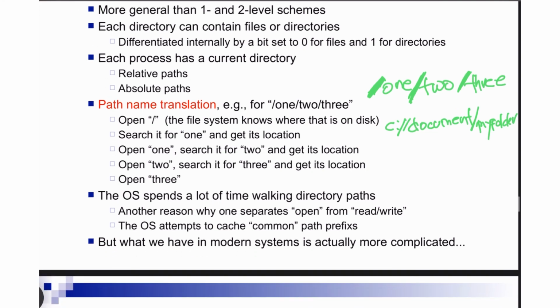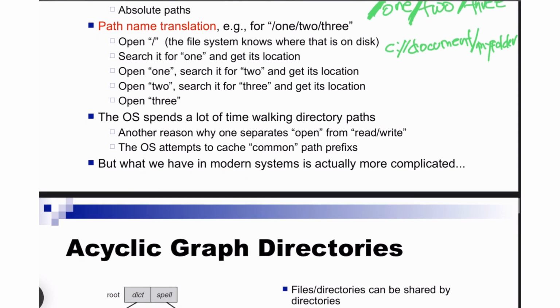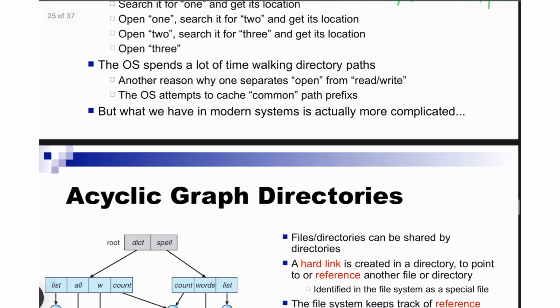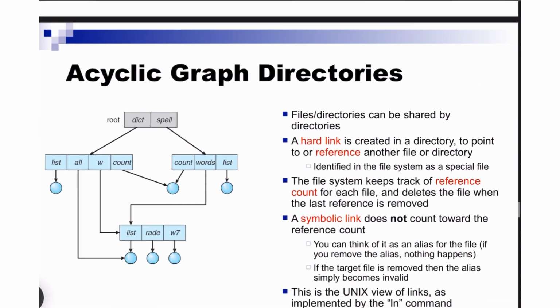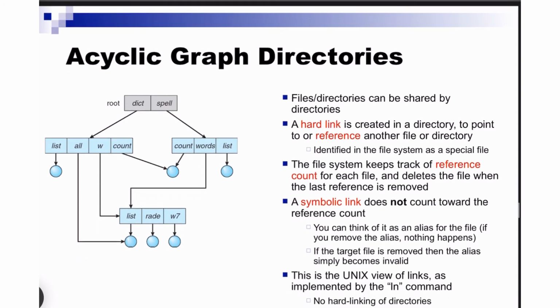Okay. So the OS spends a lot of time walking the directory path. Another reason why there is a separate open from read and write. The OS attempts to cache common path prefixes. But what we have in modern systems is actually more complicated. So this is the acyclic graph directory. So the file directories can be shared by more directories.